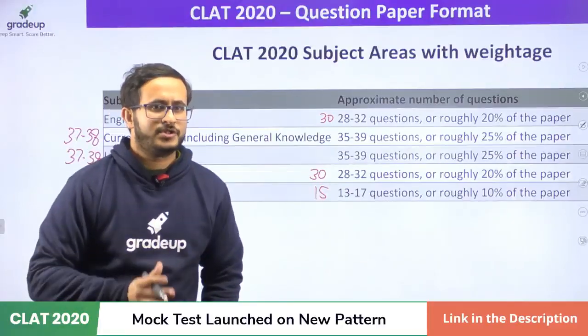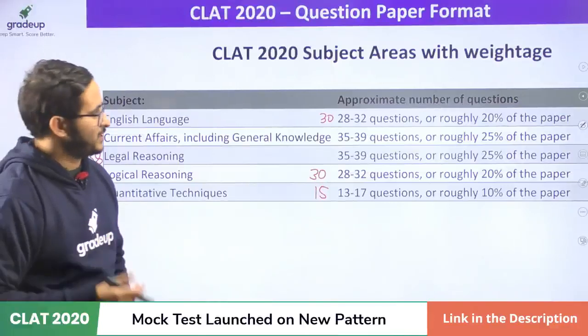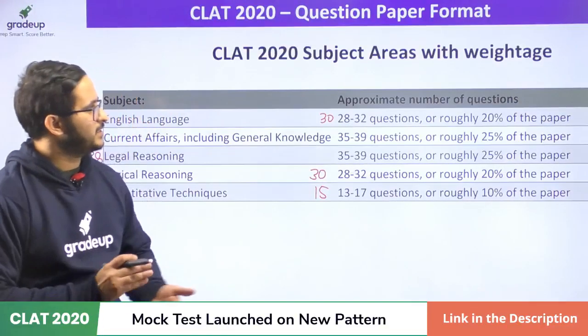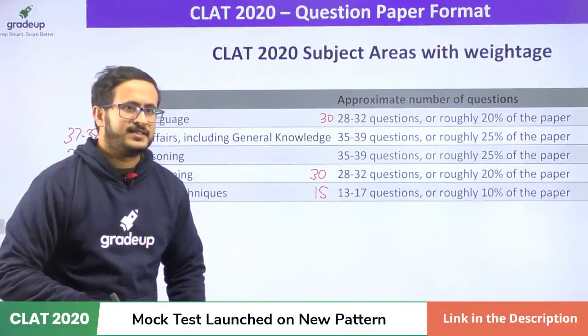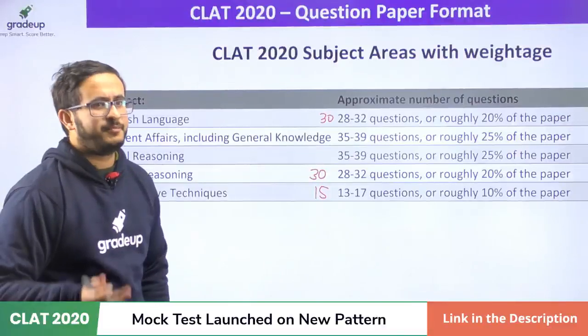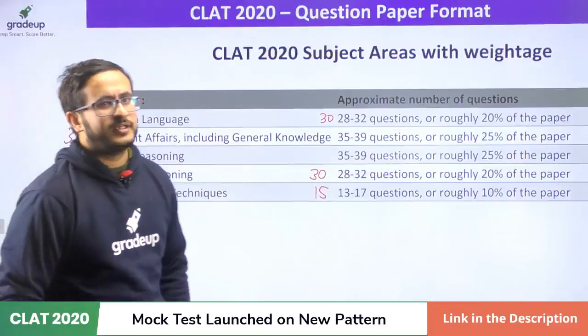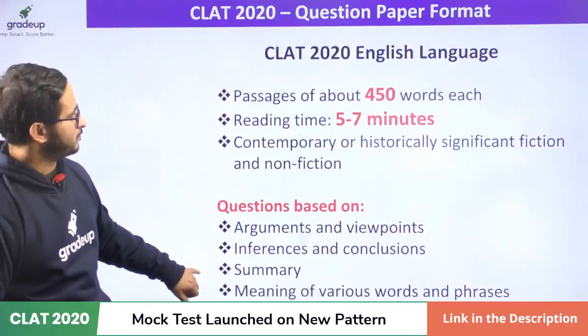So the distribution of the paper has been similar to what it was last year. The weightage of sections has remained the same, so there is no change in that. However, there is change in the examination pattern, the type of questions that will be asked in the examination. So let's have a look at what type of questions will be asked in the paper.